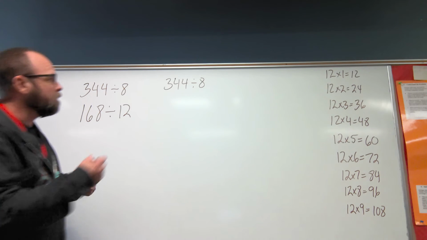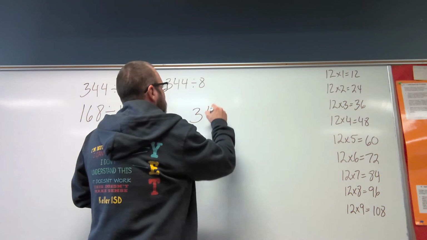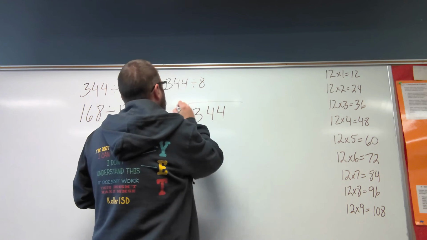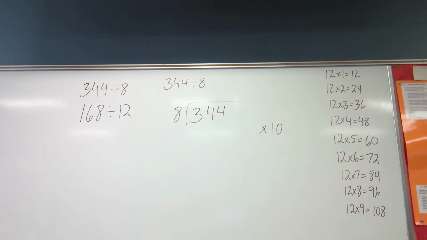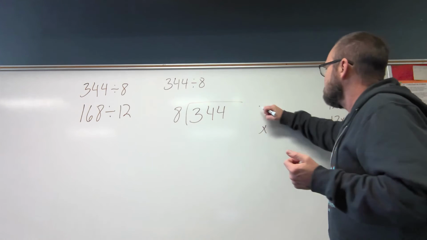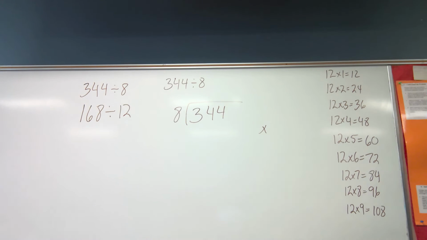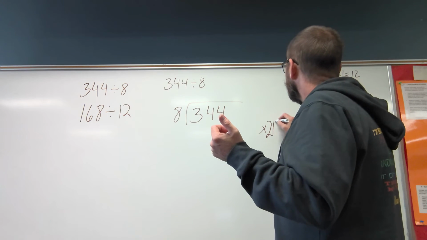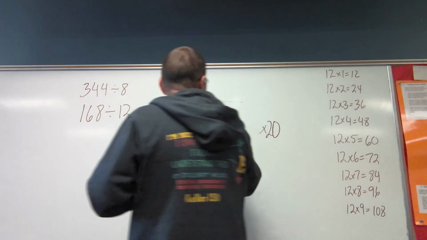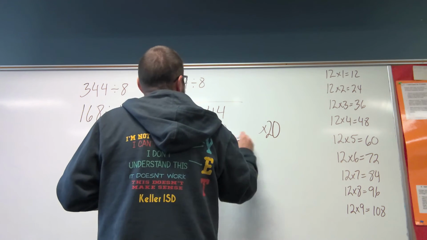I could do partial products again. 344 divided by 8. I could go times 10. And what's 8 times 10? 80. Could I do times 20? Yeah, I could do times 20. What's 8 times 20? 160. That's easy in our head. So I could do 20, which is 160.